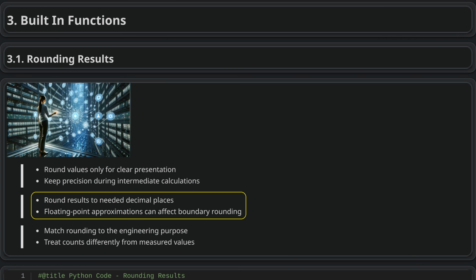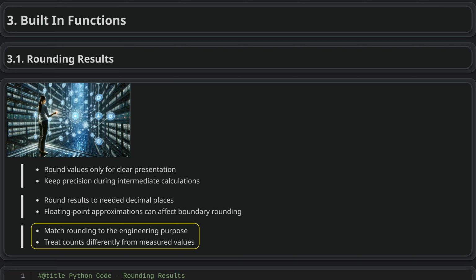When rounding results to a set number of decimal places, remember that computers store decimals as approximate floating point values. Tiny hidden differences can affect rounding, especially when a value is close to a cutoff point. So if a rounded result differs from a quick mental estimate, it may be due to the exact stored value rather than an error. In civil engineering, rounding is a deliberate decision because it can affect safety, cost, and compliance.